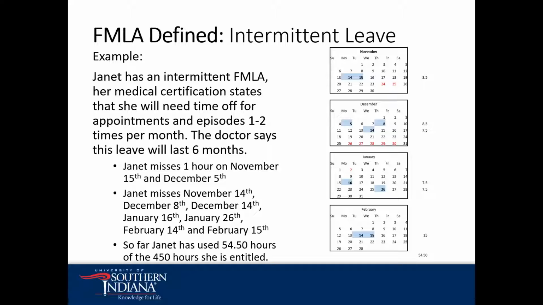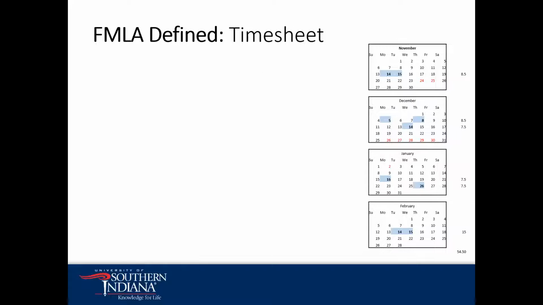As you can see on this slide, everything in blue is the days designated as FMLA. Those are the days that she's called in, and those are the days reported for payroll on her timesheets. You can see a couple of days in November, some days in December, January, and February. She has a total of 54.5 hours out of her 450 hours. That's that 12 weeks entitlement that she has, and as supervisors, you have to make sure it's completed appropriately.